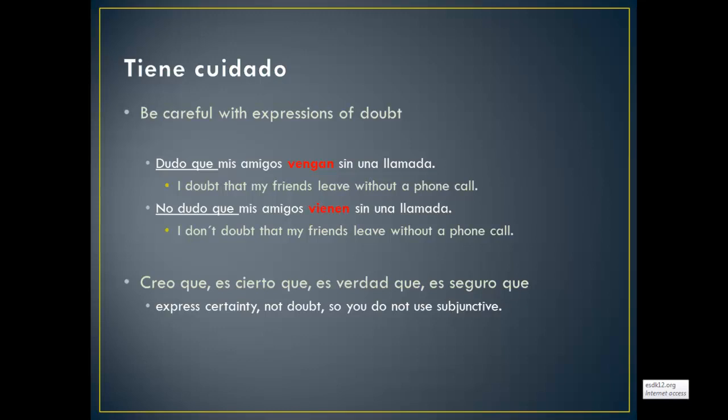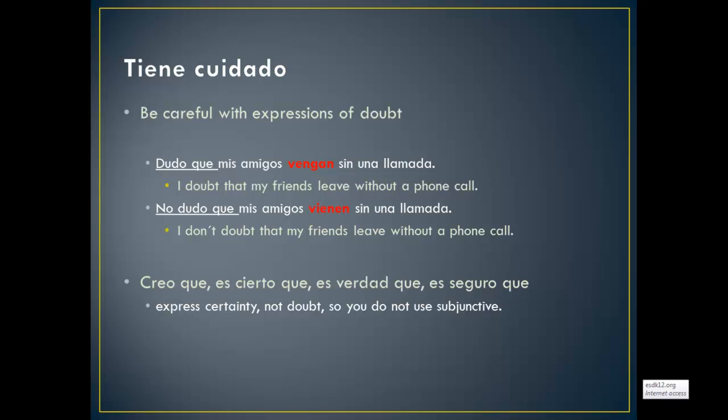Okay? So these are some phrases: creo que, es cierto que, es verdad que, es seguro que. These all express certainty. So if you see these phrases, even though they have the "que" in them, do not say, oh, it's subjunctive. If it's a phrase that's certain, you do not use the subjunctive.